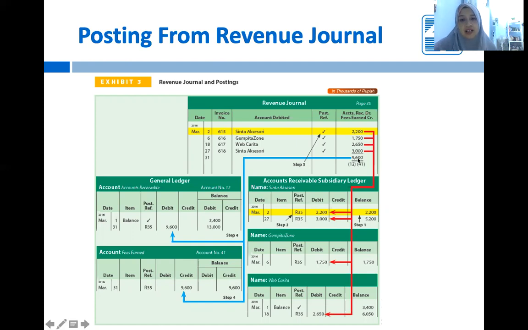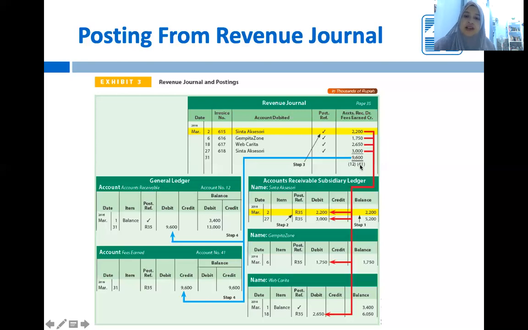At the end of the month, the company will total up the revenue journal, and the total will be posted to the general ledger for accounts receivable as well as revenue. If we have done the posting, then we need to indicate it here. Let's say here in the bracket, 12. 12 refers to account receivable, account number 12. It means we have posted the total to accounts receivable in the general ledger.